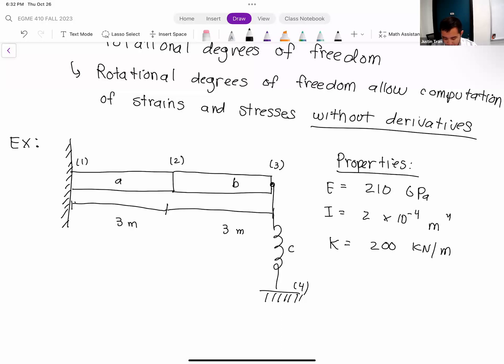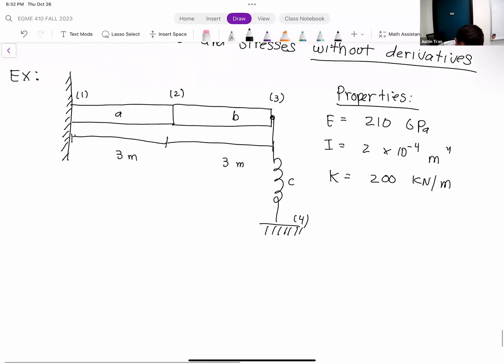Okay. And so what we're going to do is use the direct stiffness method to compute all the nodal displacements and the nodal rotations in the structure.